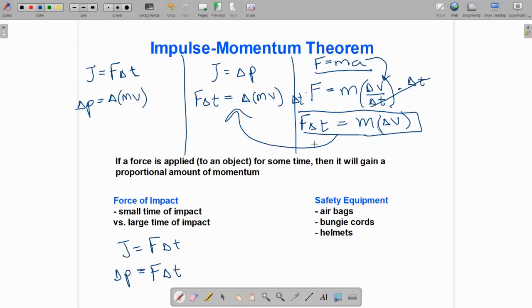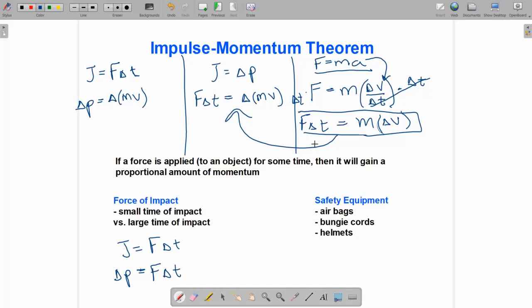Why do we have these things? It all has to do with impulse and momentum. In terms of force of impact, if you're in a car crash, you feel the impact of the crash. The airbag lessens the force that you feel. It's not that it changes the force of the actual impact, the car crash; it's just decreasing the average force that you feel. And that has to do with the time of impact.